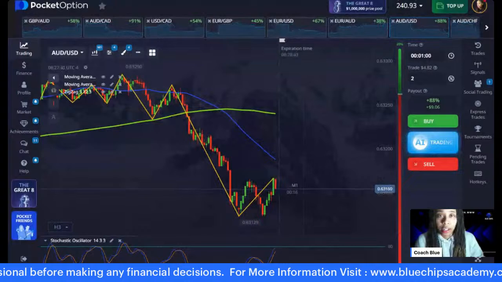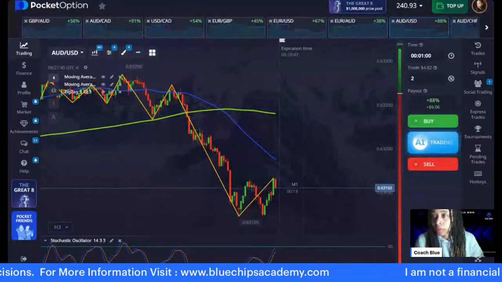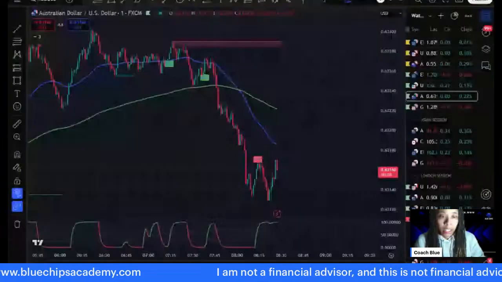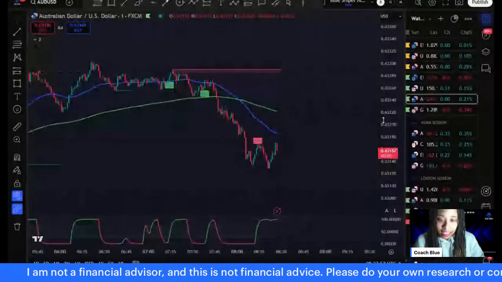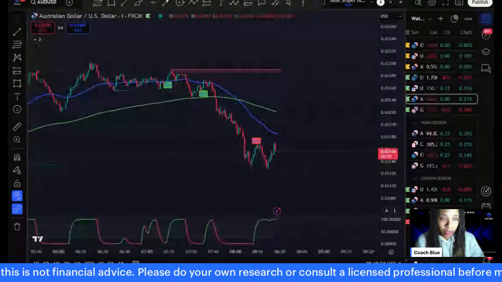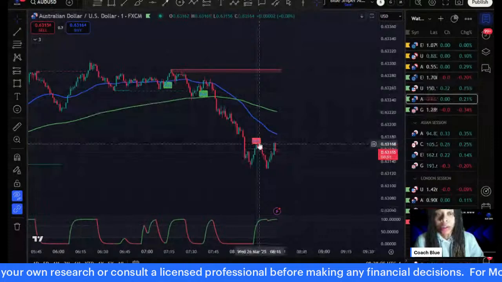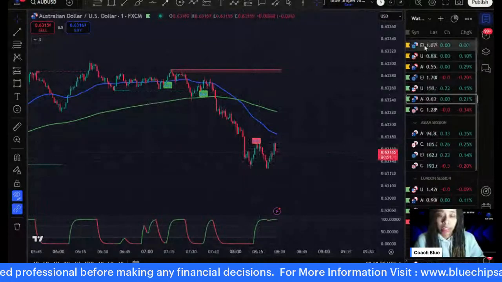Okay, so let me go back here. Let's go back to TradingView. Again, I look at the analysis on TradingView, but I enter my trades on Pocket Option. Analysis on TradingView, enter the trades on Pocket Option. Sometimes I can see recent price action on Pocket Option as well, but that's what I'm looking for.